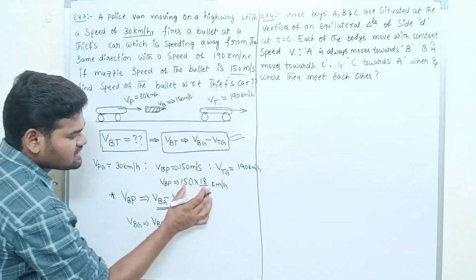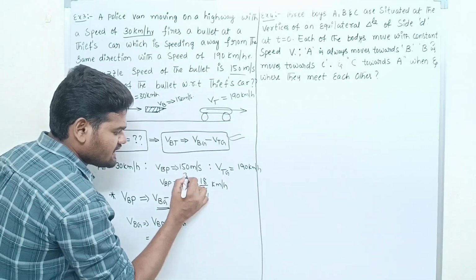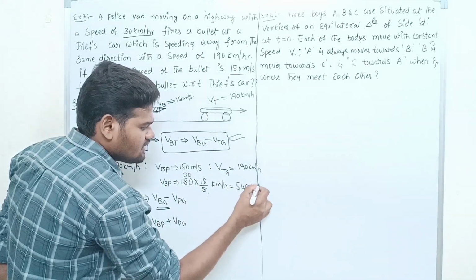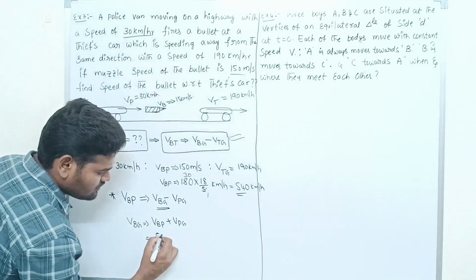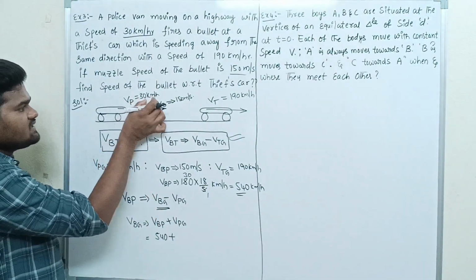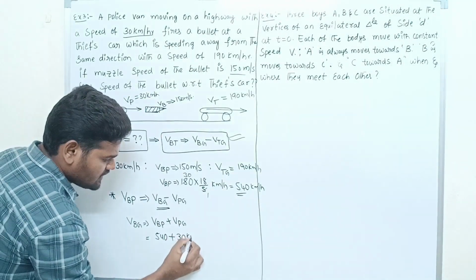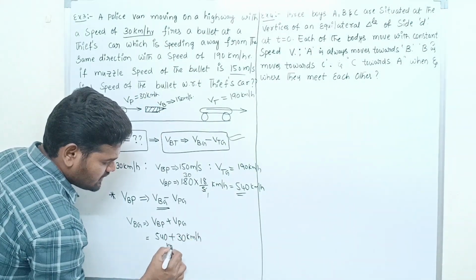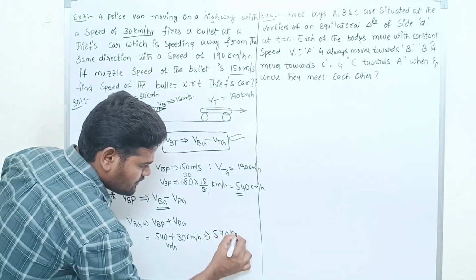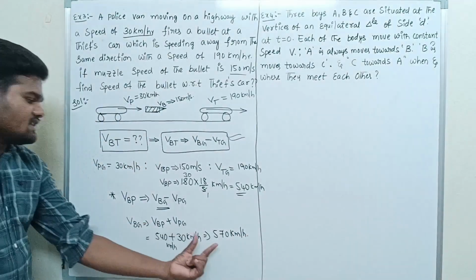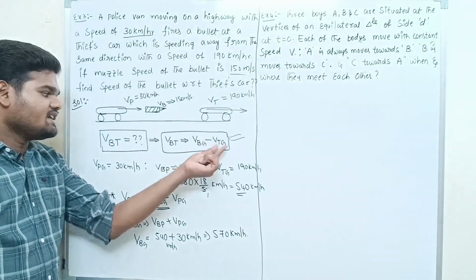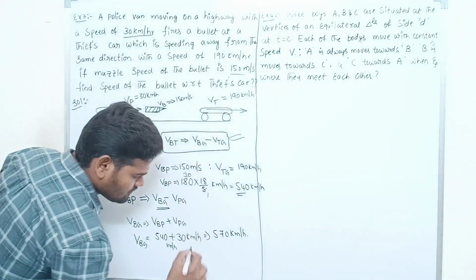So VBP is equal to how much? Have a look. 5 ones are 5, 5 into 30 is 150, so 540 kilometer per hour. So that is equal to 540 plus VPG. VPG is equal to how much more? VPG is equal to 30 kilometer per hour. This is also in kilometer per hour. So 540 plus 30 is 570 kilometer per hour. So just substitute VBG and VTG here, and we get the answer.